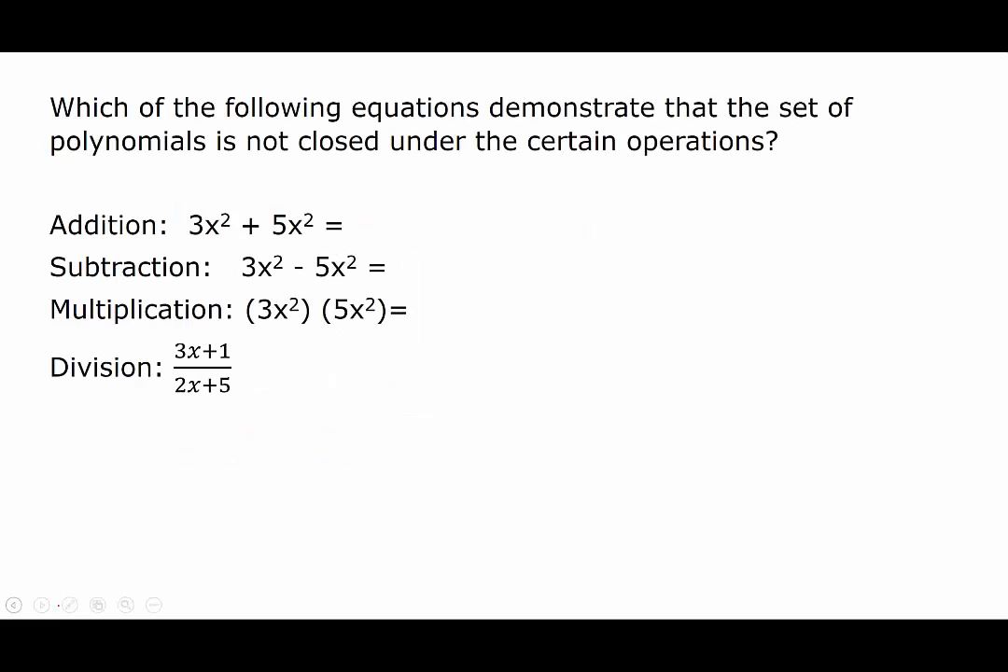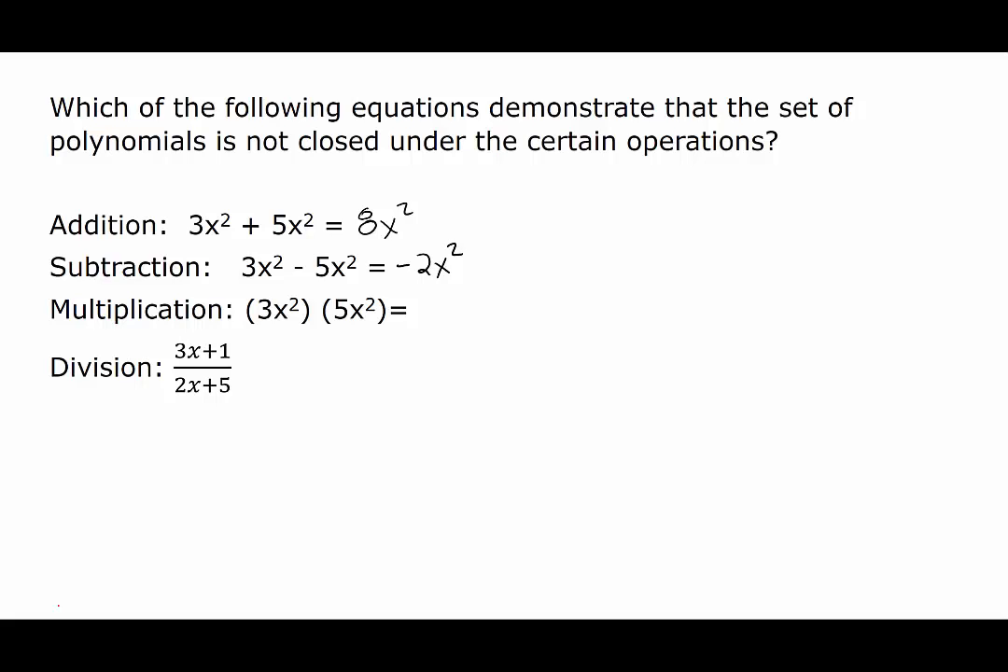Which of the following equations demonstrates that the set of polynomials is not closed under that operation? Let's add these two monomials and see what happens. 3x squared plus 5x squared gives us 8x squared. Notice when you add terms, you add the coefficients and do not change the exponent. Subtraction: 3x squared minus 5x squared is -2x squared. Notice when you subtract, you subtract the coefficients, you do not change the exponent.